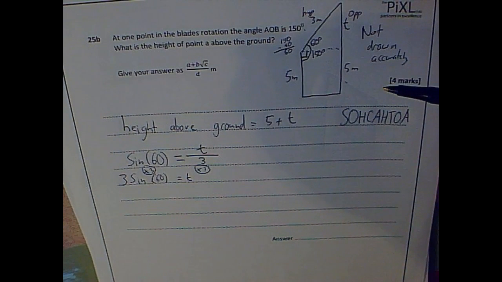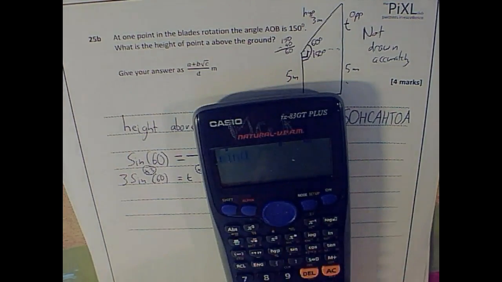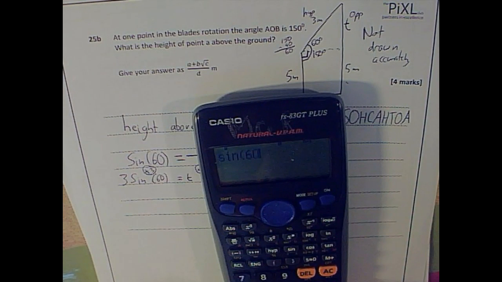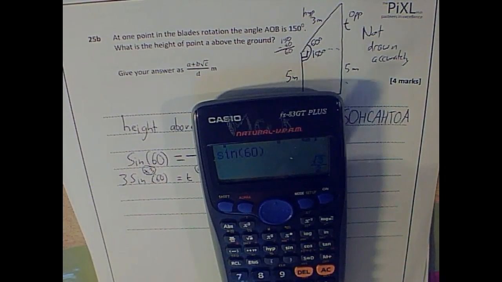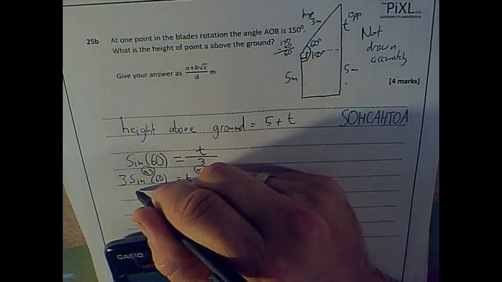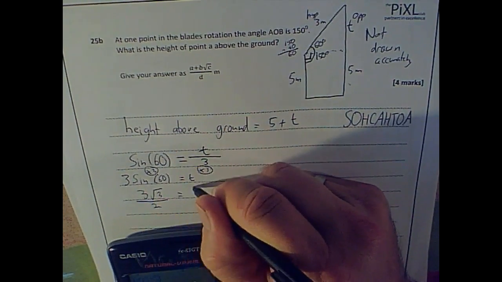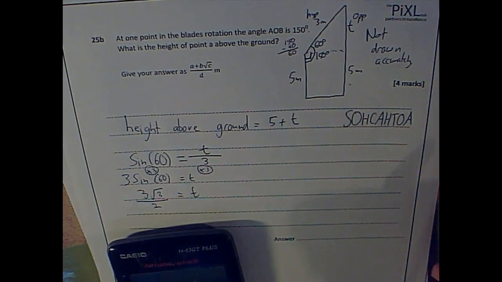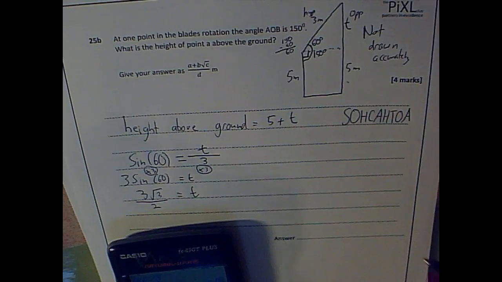So you should know what sine 60 is, but let's just put it in the calculator. This is a calculator paper, so I'm not going to shoot you if you don't know. So sine 60 is root 3 over 2. So if I times that by 3, because I want 3 sine 60, that's 3 root 3 over 2. So T equals 3 root 3 over 2. Oh, that's nice. So I've got T.